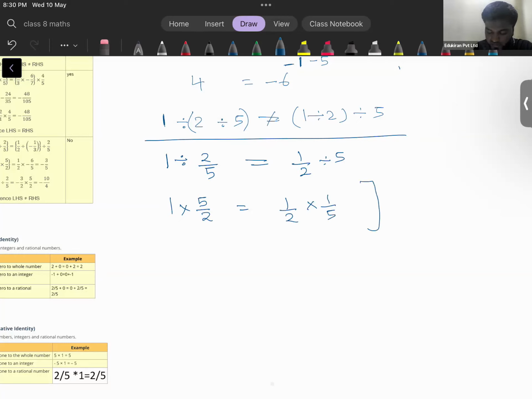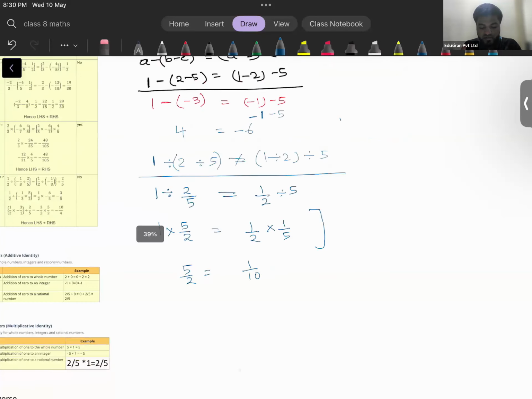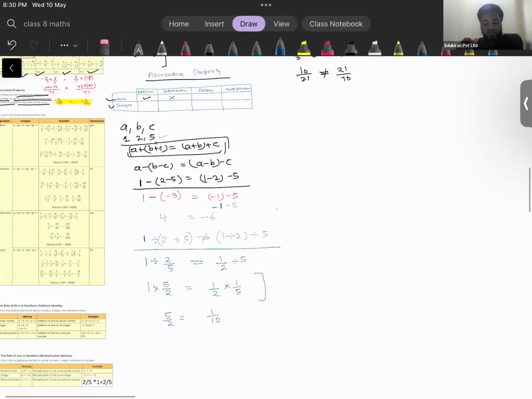Any confusion in this step? Same. What do we observe here? It is 5 upon 2 and it is 1 upon 10. Right, Ifra? So the conclusion here is that division for whole numbers is not following the associative property.